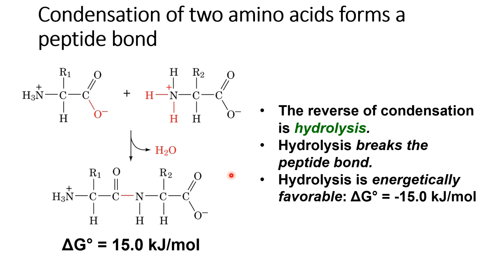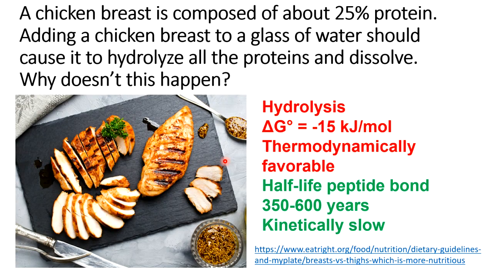Okay, so going back to this question, let's consider this. The delta G is going to be negative, so this will be thermodynamically favorable, but we don't have a problem. For instance, if we take a piece of chicken and throw it in a glass of water, it's just going to look at us for a while. It doesn't start to hydrolyze on us. Why is that?